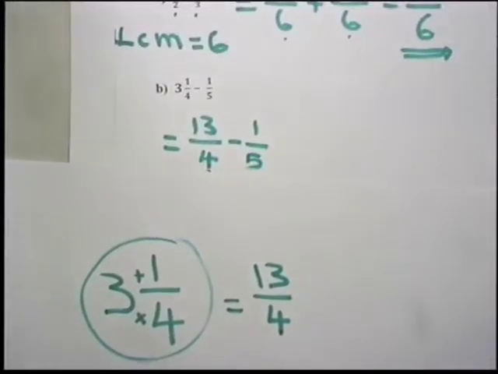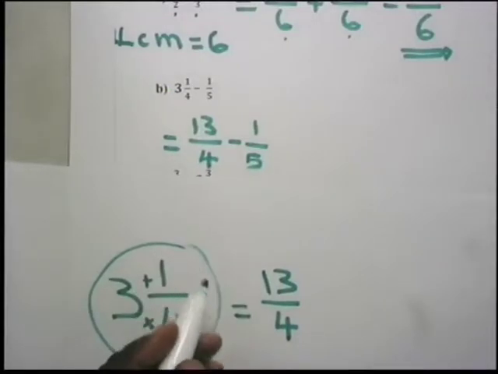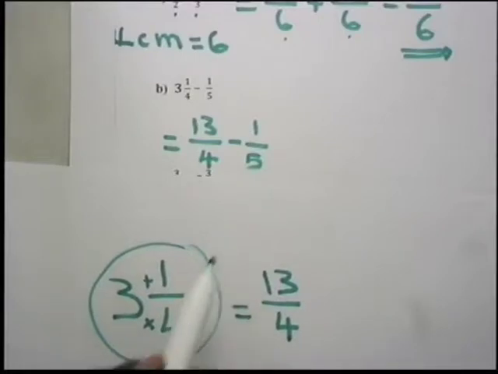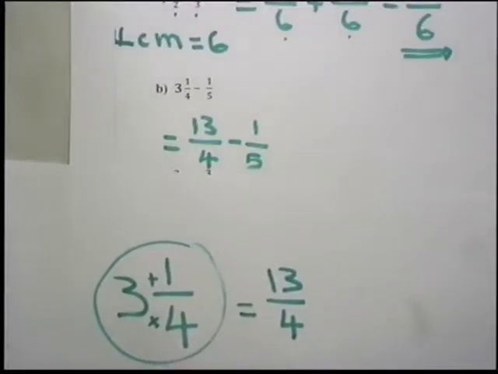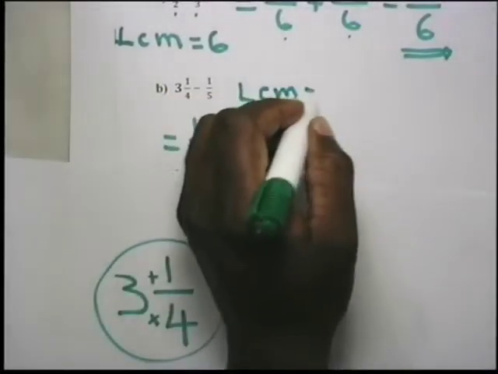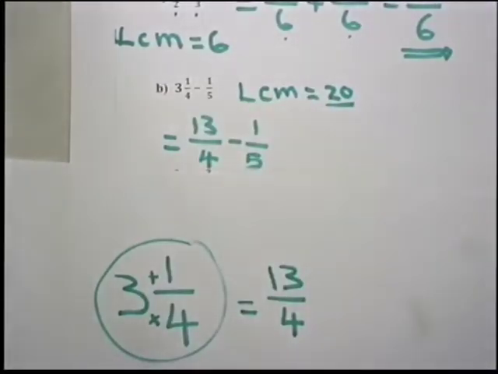But again here, we should remember that our denominators are not the same. We need to look for the LCM of 5 and 4. The LCM, or the lowest common multiple of 5 and 4, is 20. So in this case, our LCM is 20. If you don't know how to get the LCM, write down the multiples of 4 as well as the multiples of 5. After which, we will be able to identify 20 as the lowest common multiple of the two.